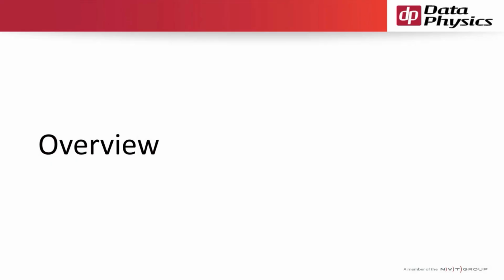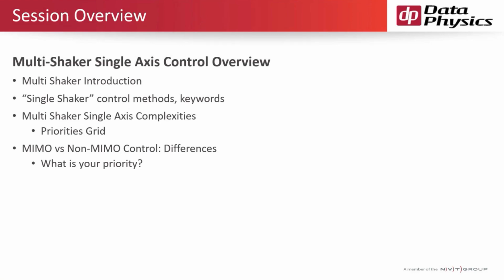An overview of this presentation: I'm going to start with a brief introduction on multi-shaker control. I'm going to focus in on the differences between single-shaker control and multi-shaker control, and talk about the complexities of a multi-shaker configuration that single-shaker controllers just aren't designed to control. Then I'm going to focus on actual demos showing a true MIMO control versus a single shaker or a non-MIMO control, and talk about the differences between them and let you see, depending on what your priorities are, why MIMO control might be something you want to look into.